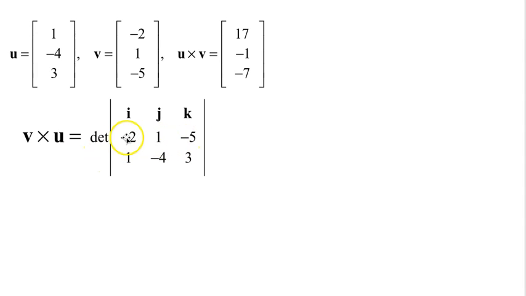So you'll see that second row, negative 2, 1, negative 5. Third row, 1, negative 4, 3. Second row is v, third row is u, because the order is v cross u.